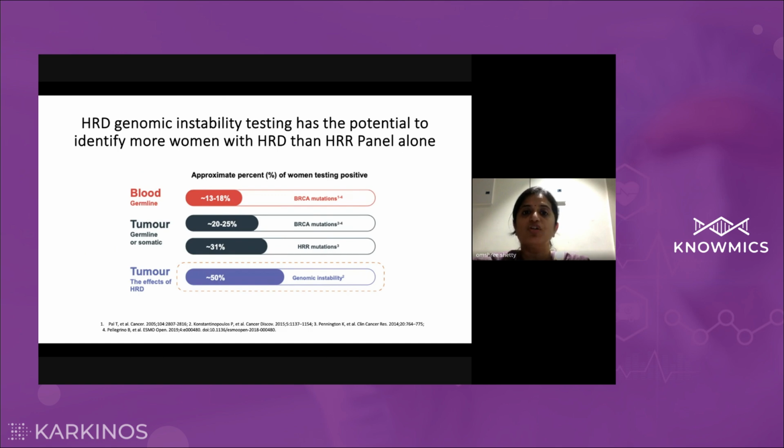So HRD genomic instability testing has the potential to identify more women with HRD than HRR panel alone. How? Blood, as we already mentioned, germline can give you close to 13 to 15% of mutations. Tumor, either germline or somatic, close to 20 to 30%. And the entire genomic instability and other factors, an additional 50%. To complete the story, we need everything together in one basket.